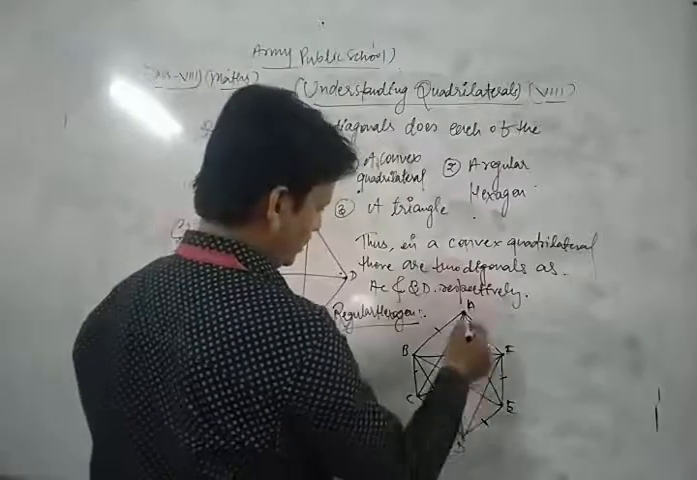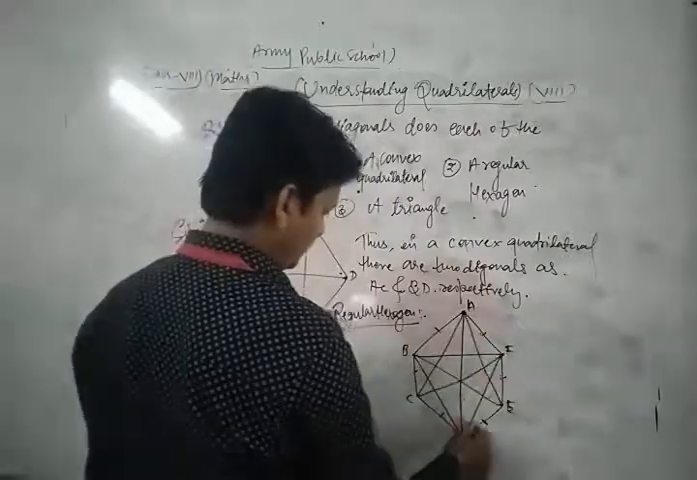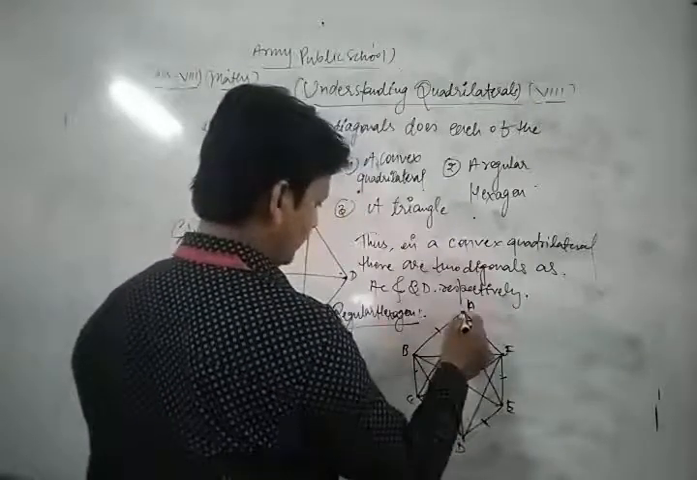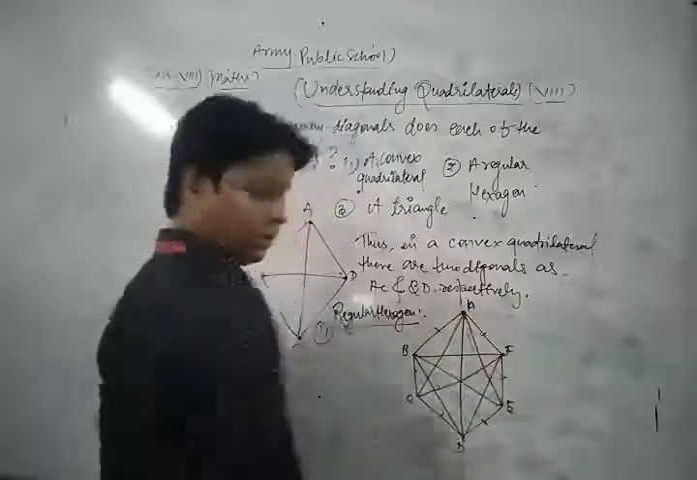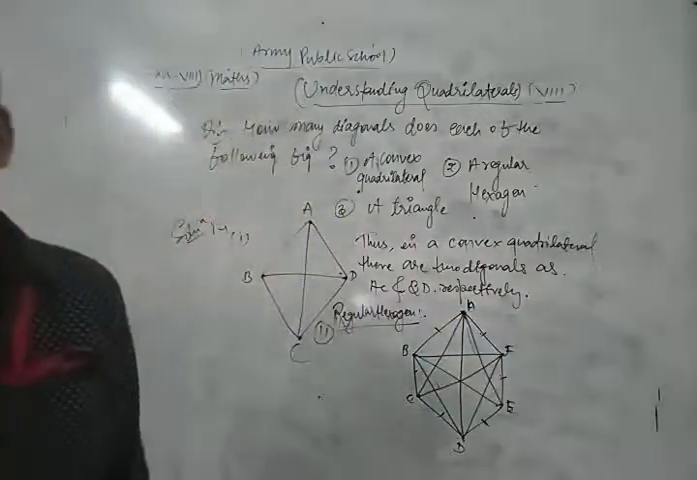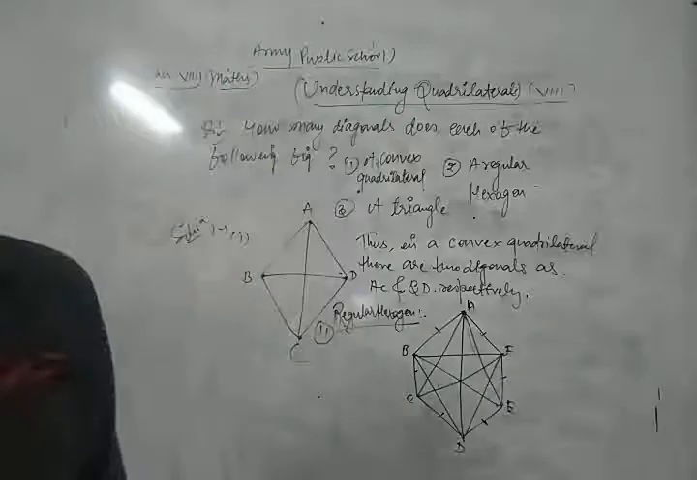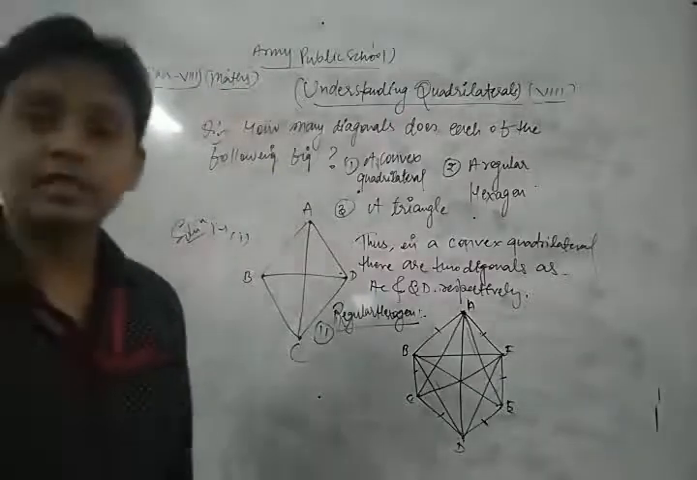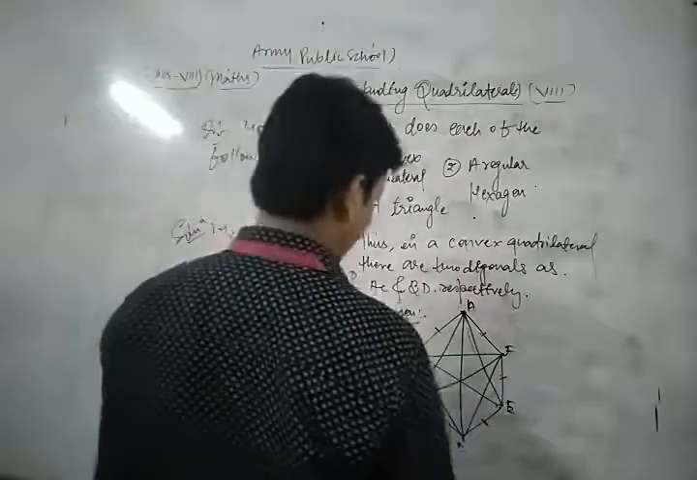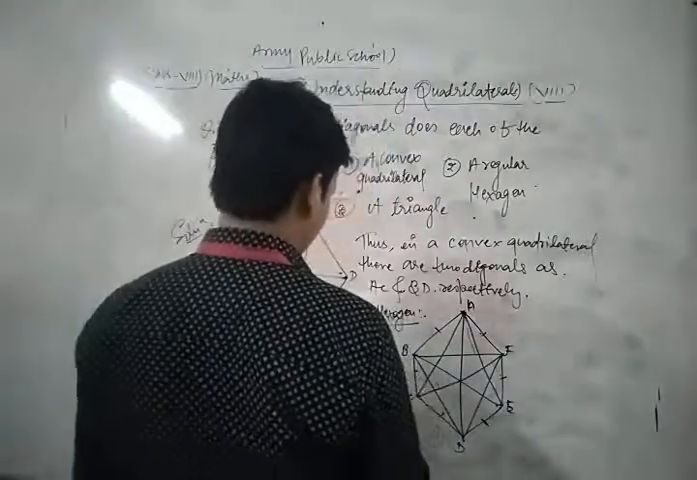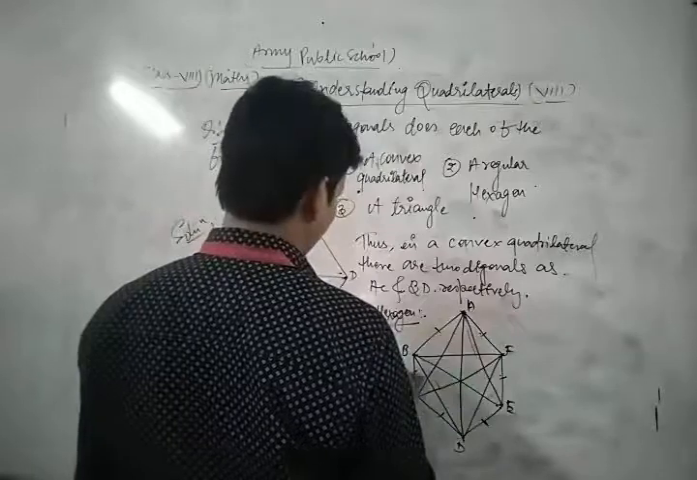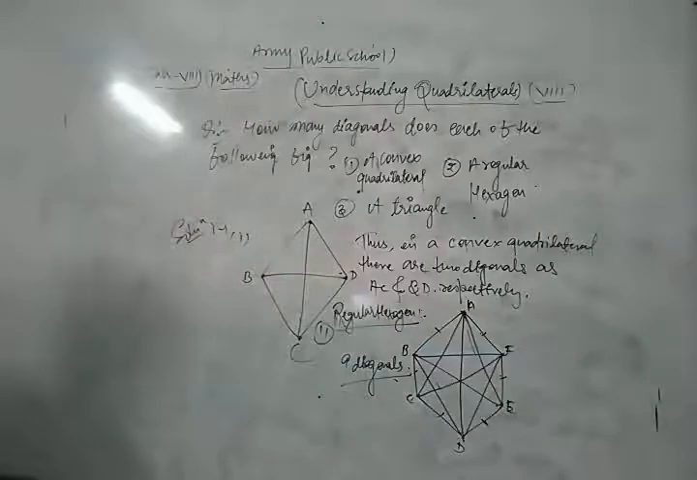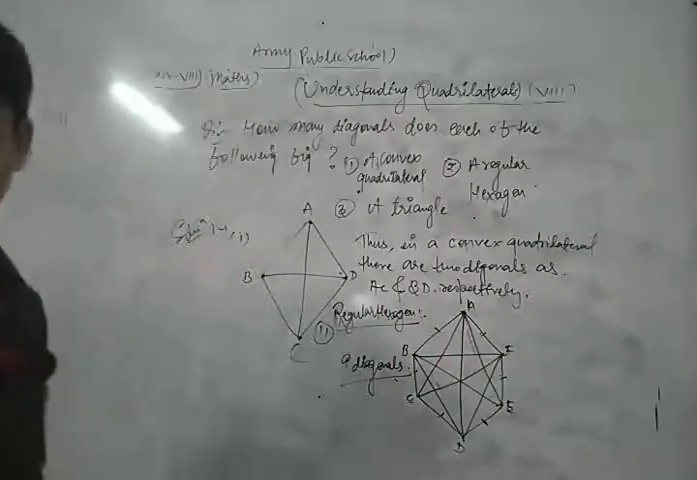So this is 1, 2, 3, 4, 5, 6, 7, 8 and 9. So dear students, a regular hexagon contains how many diagonals? There are 9 diagonals. This is 9 diagonals. Okay. So 9 diagonals are contained in a regular hexagon.